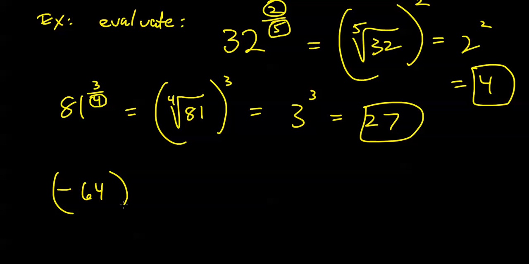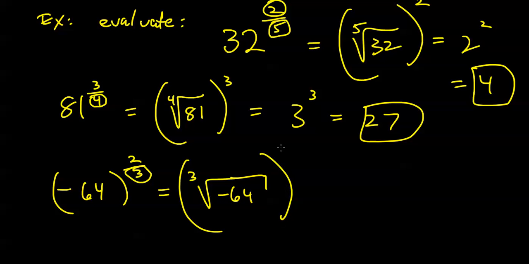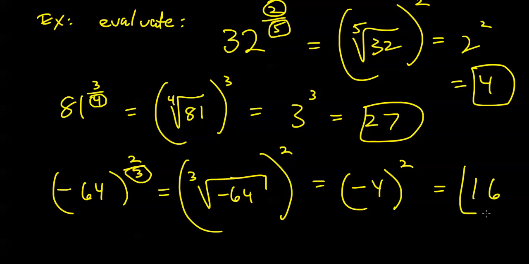Another example. Minus 64 to the 2/3 power. Notice we've got fractional exponents here where the numerator is not equal to 1. I'll take the 3rd root of my base first and raise to the numerator power. The cube root of minus 64 is of course negative 4, and negative 4 squared is of course positive 16.